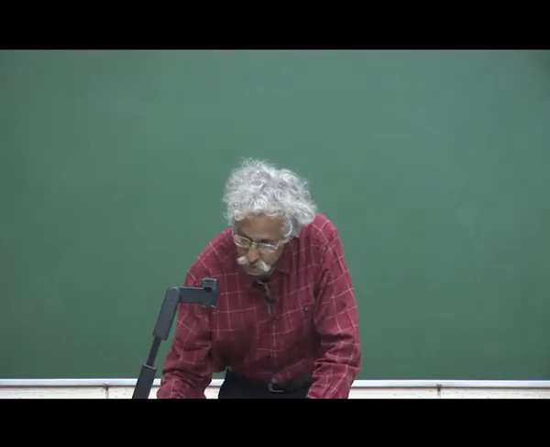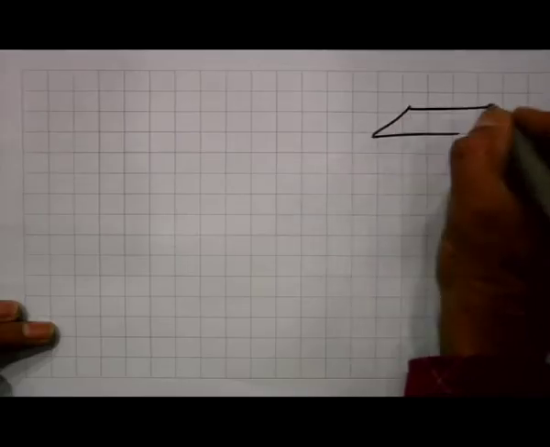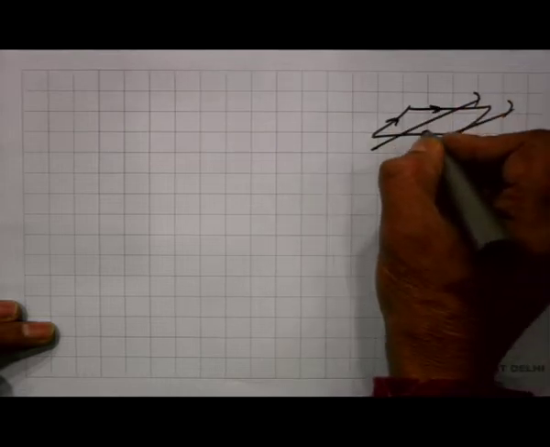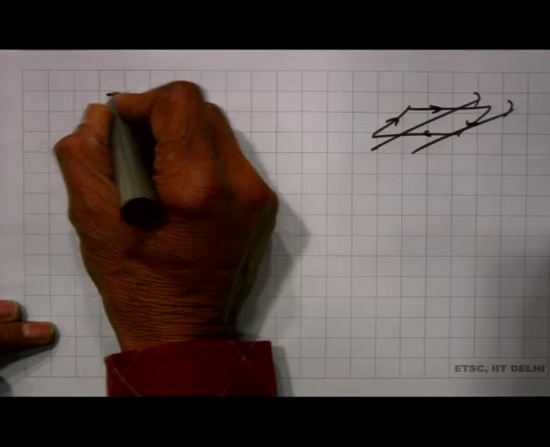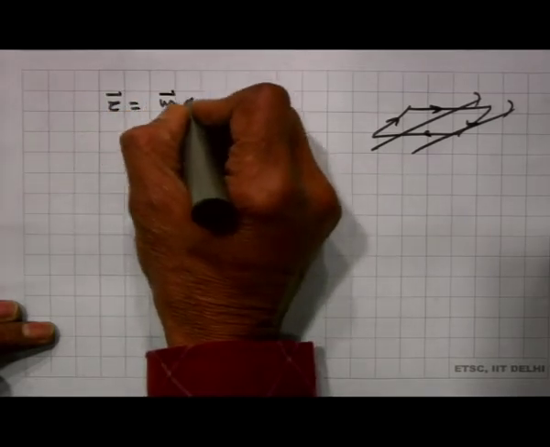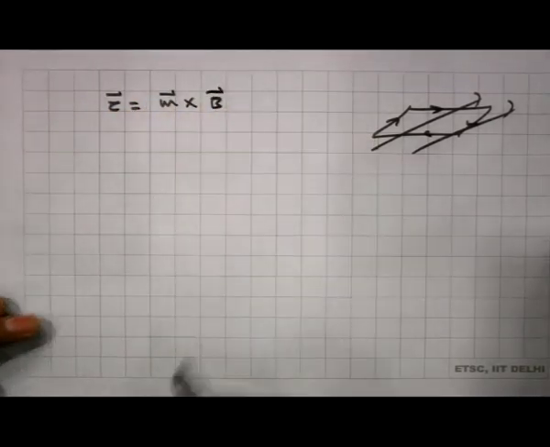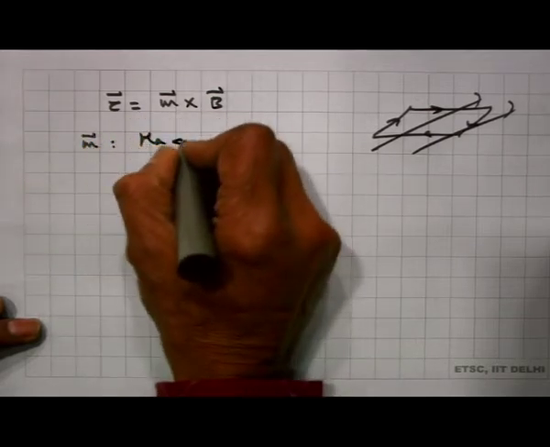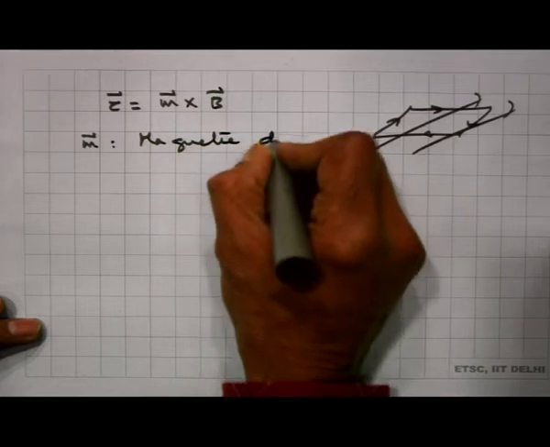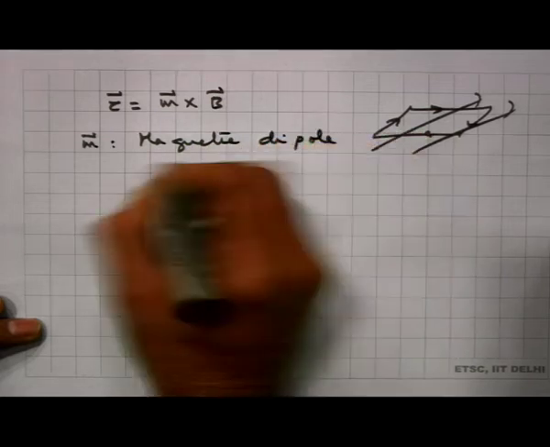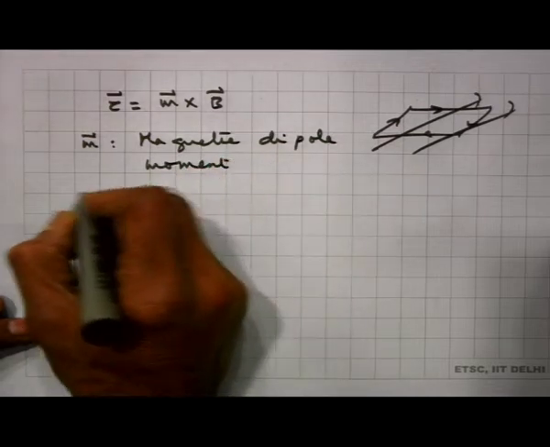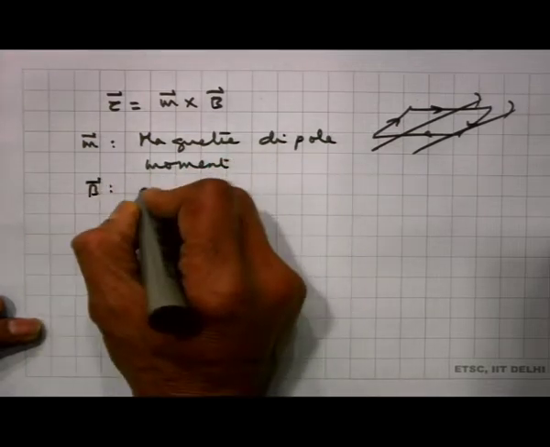So, if you consider a rectangular coil and if you place it in a magnetic field in some arbitrary direction carrying a current, then the torque is equal to m cross B, where m is the magnetic dipole moment of the coil and B is the magnetic field.